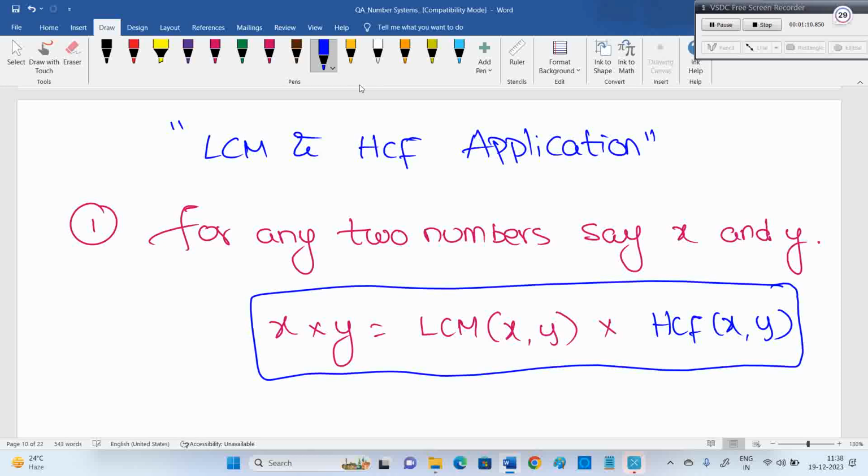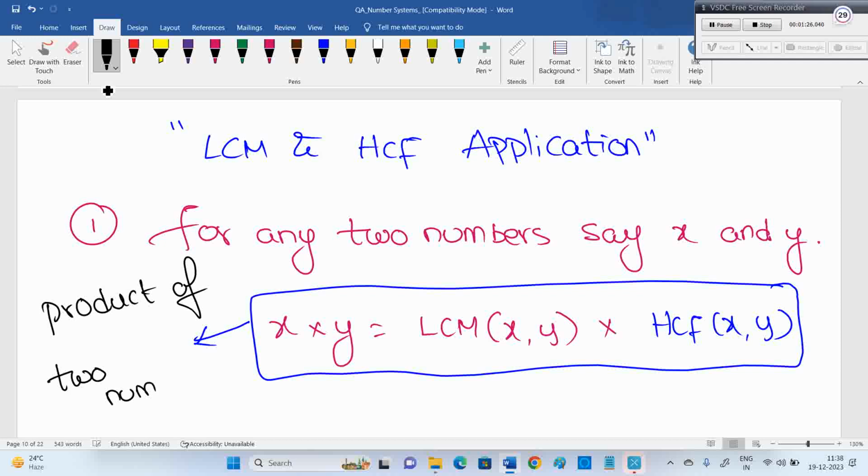Please understand that. Product of two numbers. This is X into Y, nothing but the product of two numbers. Product of two numbers is nothing but the LCM and HCF product. Product of two numbers must be equal to the LCM and HCF product. This is an important property, property 1. Many questions in many companies, many recruitments, they ask this point in a different style. So keep this property in mind.